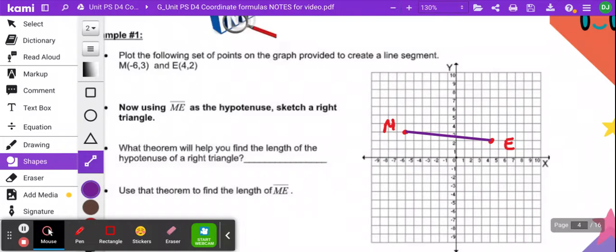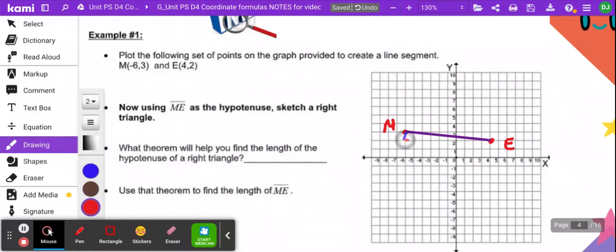Those are endpoints. Then it says, now using ME as the hypotenuse, sketch a right triangle. That's what I'm going to do, sketch a right triangle. Now, it doesn't matter if you go above or below, but definitely here is, oh, I don't want to be on shapes again. I'm just going to do that freehand.